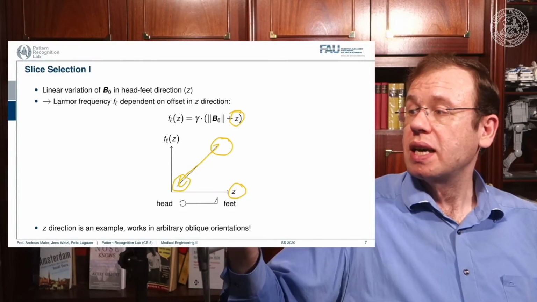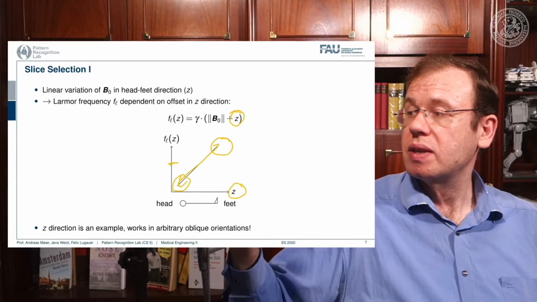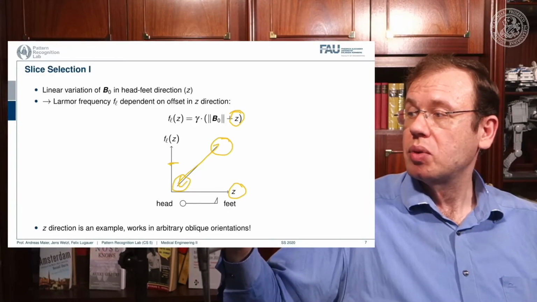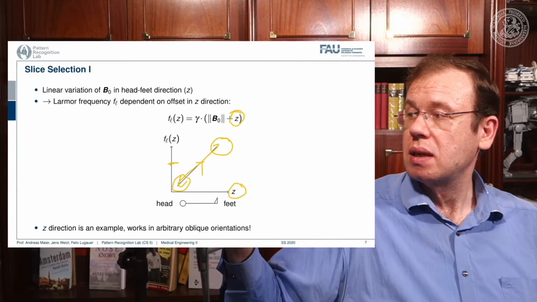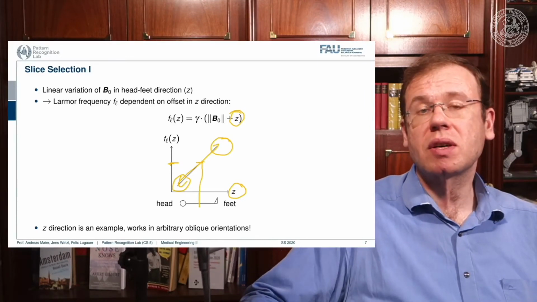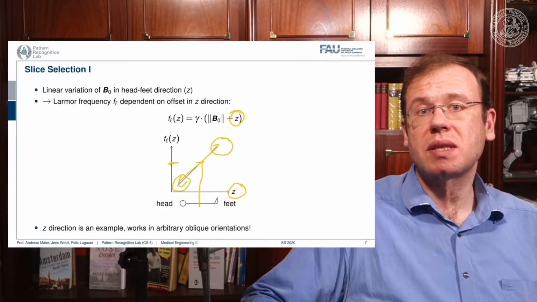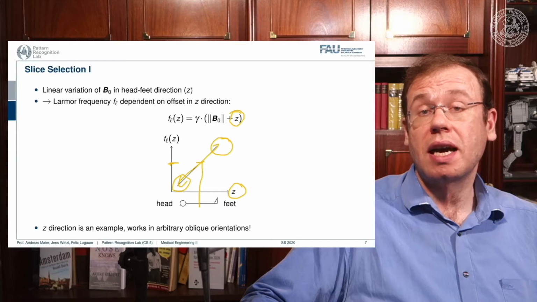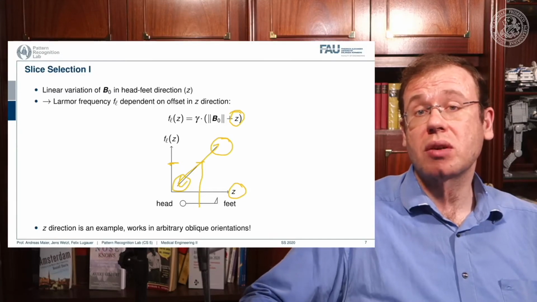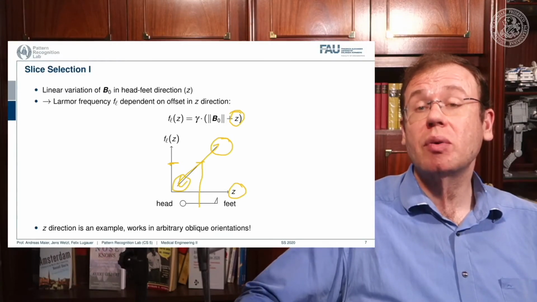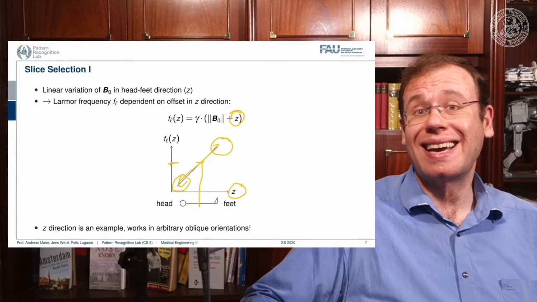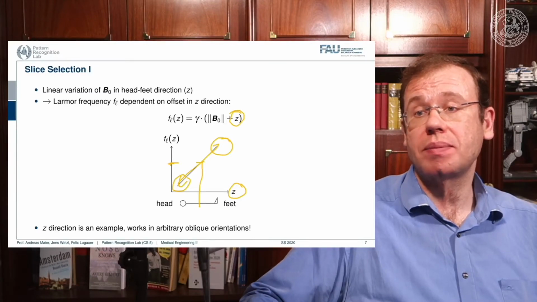Because we excite only with a specific frequency and we can pre-compute that, we can see that this would then align with a specific position in the body. So the gradient can be used to select only a specific slice within the body. And of course, with superposition of the different gradient fields, we will be able to actually get any kind of orientation here.